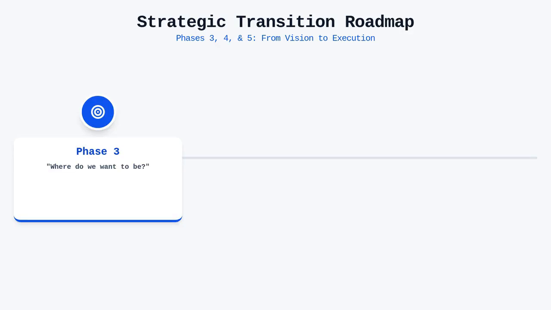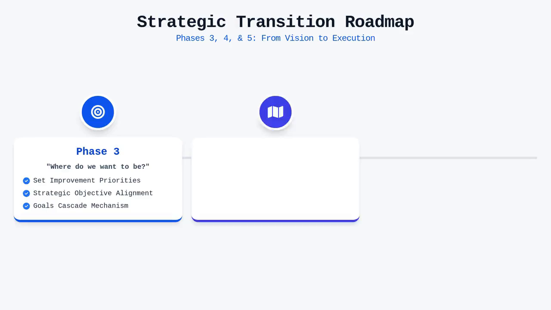Phase 3 transitions to the target state by asking where we want to be. Here, the focus shifts to setting priorities for improvement based on the enterprise's strategic objectives and design factors. This is where the Goals Cascade mechanism comes into play, helping align governance requirements with the broader business strategy. Following this, Phase 4 addresses what needs to be done.